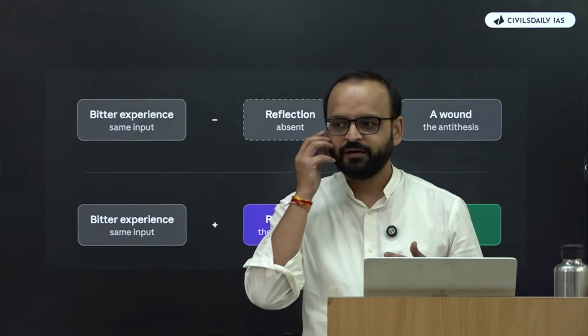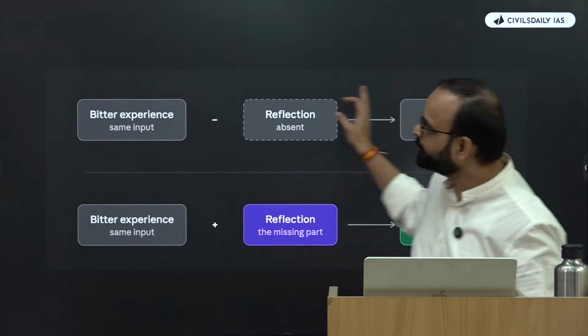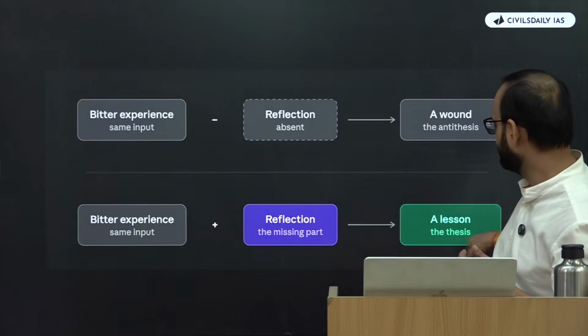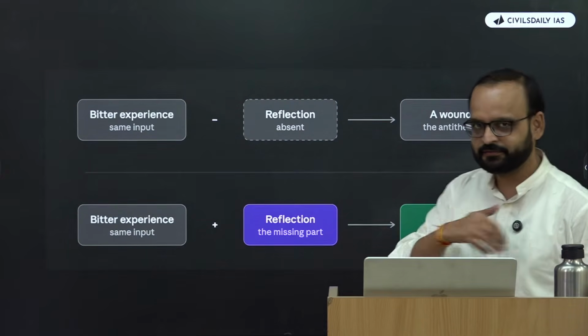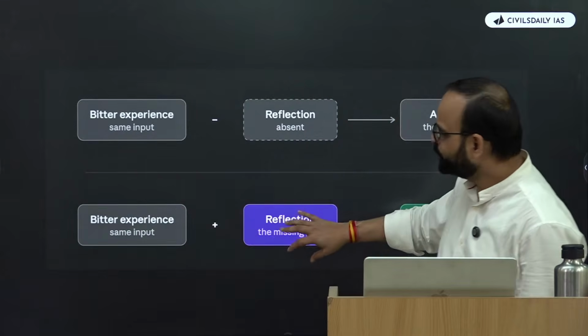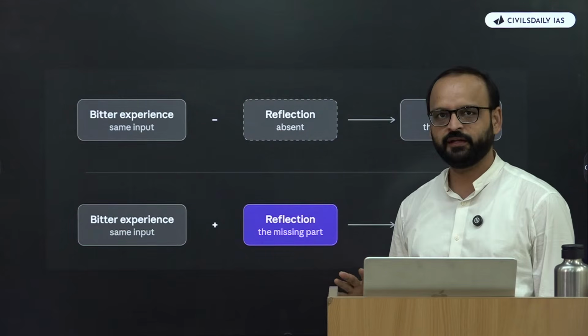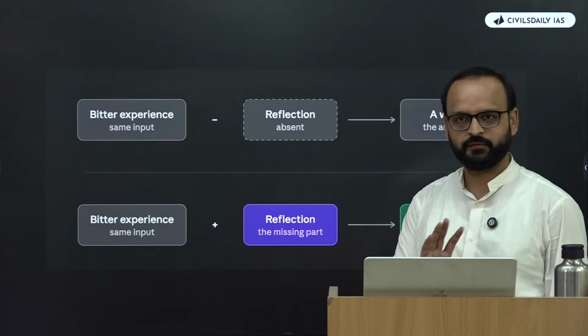That if I don't have the power to reflect, it becomes a wound. Now I become even a better person. So if जो इस बंदे ने reflect किया है, I'm just giving you this whole mechanism. Bitter experience happened. You have some kind of reflection key capacity. You reflected. You learned a lesson through it. Okay.